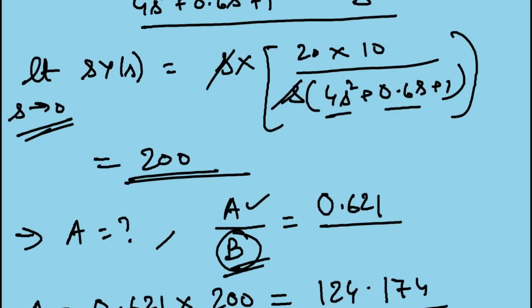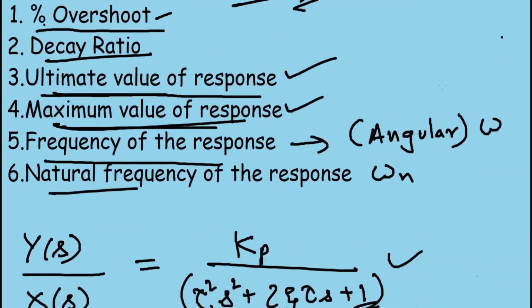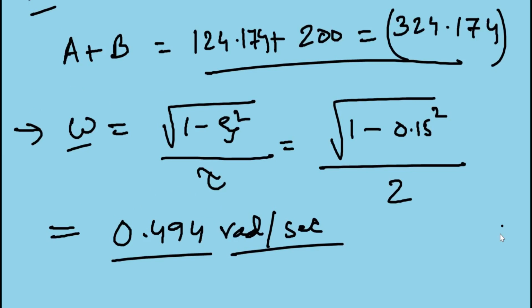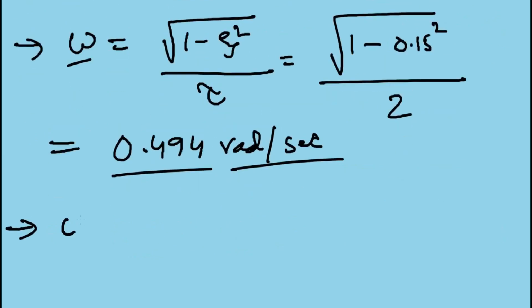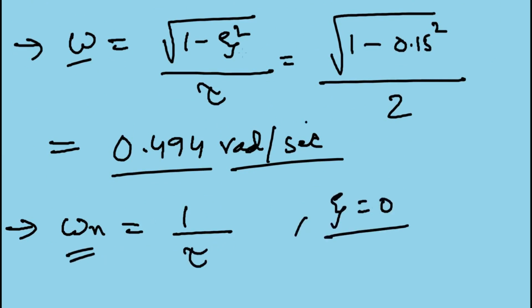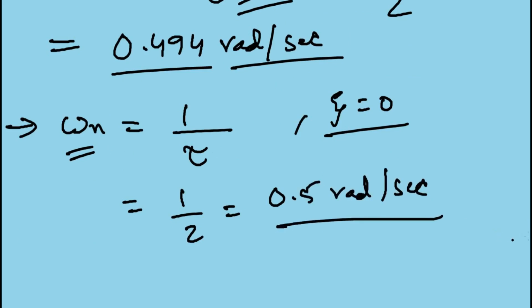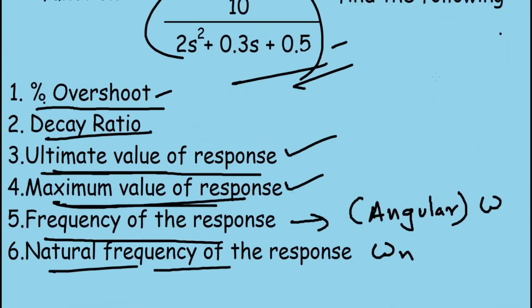Now at last we need to calculate the natural frequency. So omega n, which is the natural frequency, is very simple, it is simply equal to 1 by tau, because for natural frequency we need to put zeta equals to 0. So if I put zeta equals 0 here, I get 1 by tau. Tau is 2, so 1 by 2, it is simply 0.5 radians per second. This is the value of the natural frequency. So we have calculated all the things that they have asked.